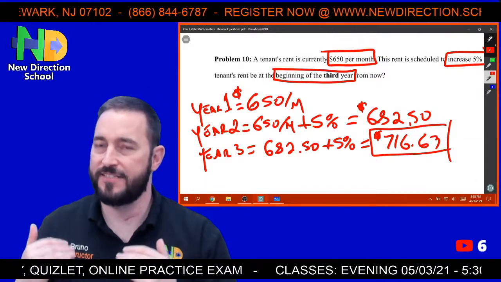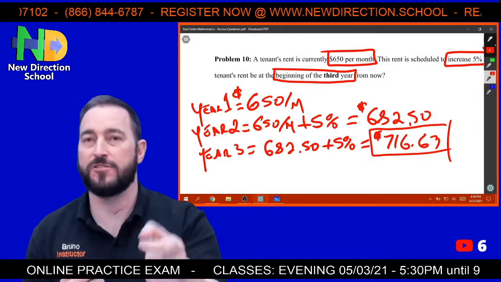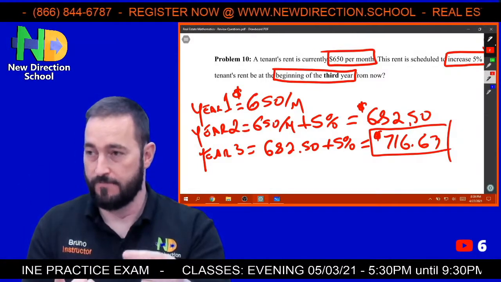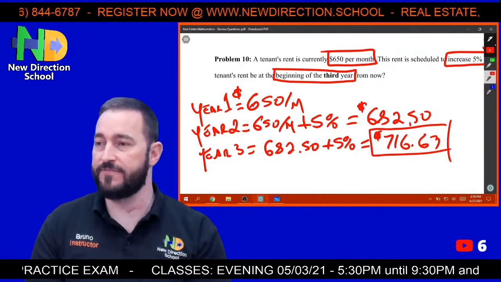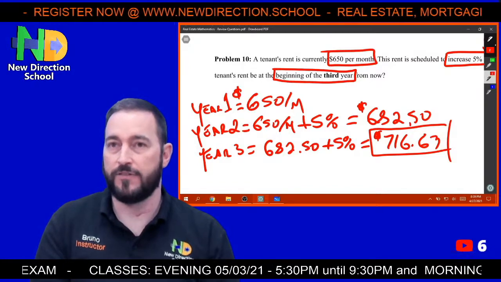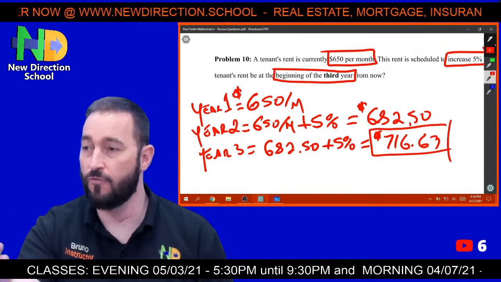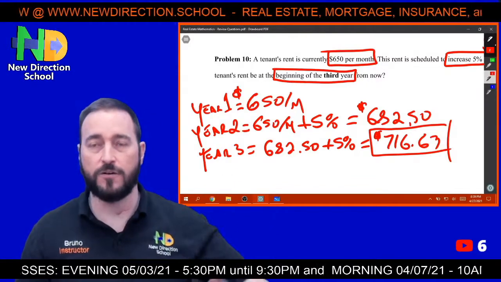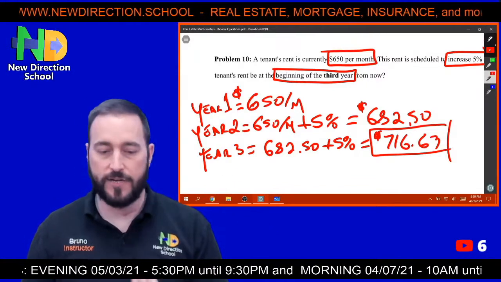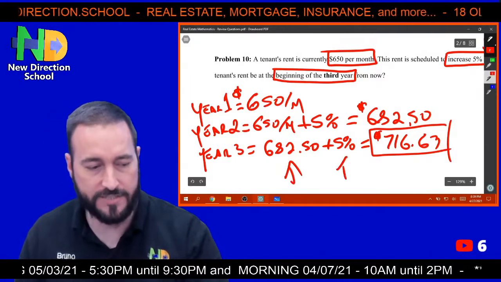Okay, guys, if it says increase per year, then every year is plus 5% of the previous year. So if we started off at 650 plus 5%, it is now 682.50, right? The following year, it goes up 5% again. Of what? Of the original 650? No, of the previous year. So again, we put 682.50 plus the 5%.